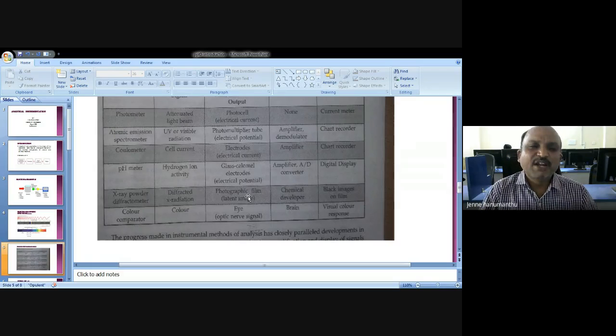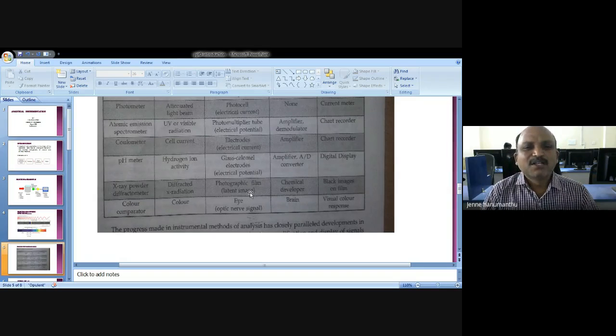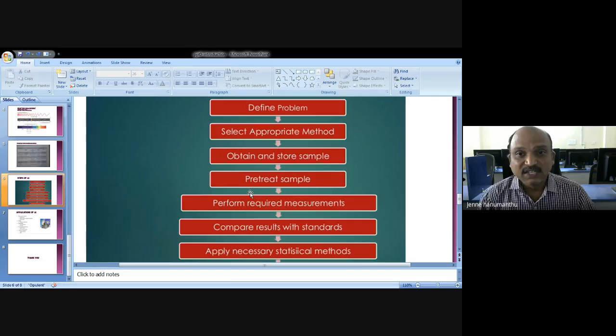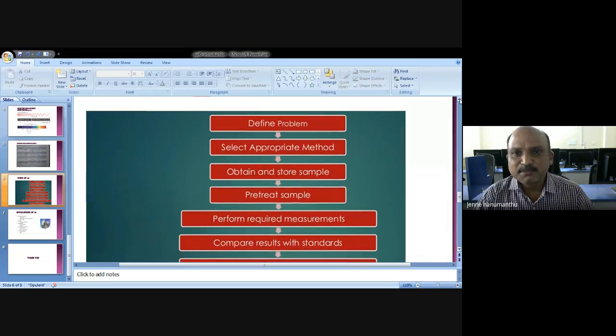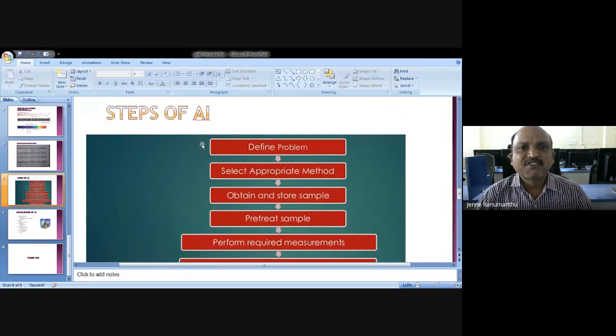Like this, we have different instruments available, and different concepts and methods also available. You can select different methods and different instruments for analysis of this signal. So generally, these are the steps available in analytical instrumentation.